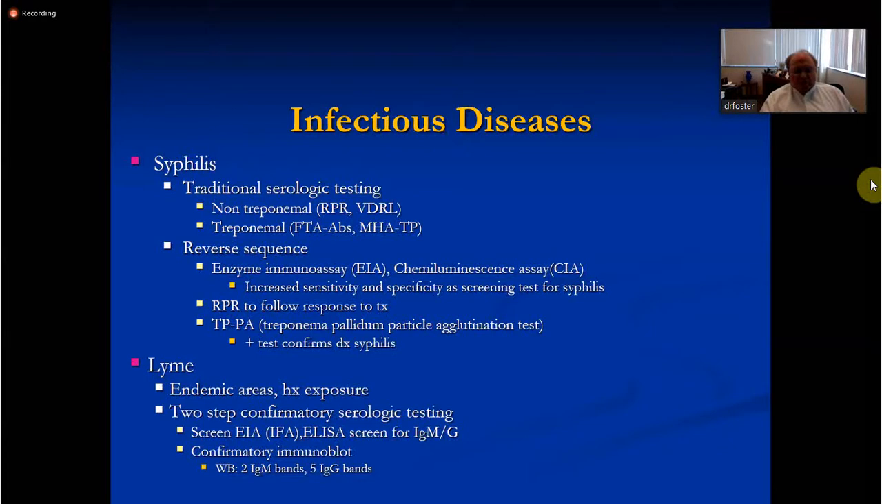We do test it. The patients are routinely screened for Lyme disease. They are going to have 2 IgM bands on Western blot or 5 IgG bands on Western blot for us to be highly suspicious and to treat them for Lyme disease.